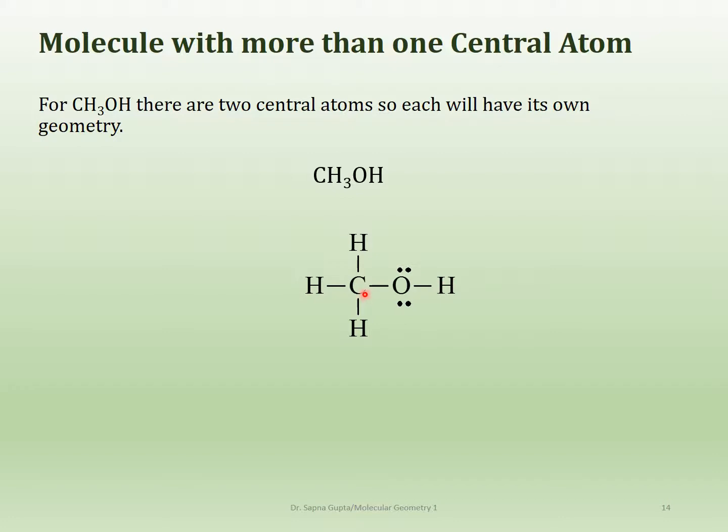Remember, carbon has to have 4 bonds. So 1, 2, 3, 4. Oxygen has to have 2 bonds. So 1, 2. Carbon does not have any lone pairs of electrons left over. Oxygen does. It has 2 electron pairs left over. When you do the shapes of molecules and you have more than one central atom, you will actually have 2 shapes because you have 2 central atoms. So now you have to deal with each of them independently.